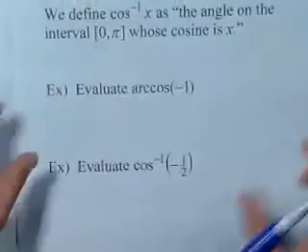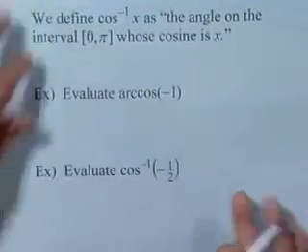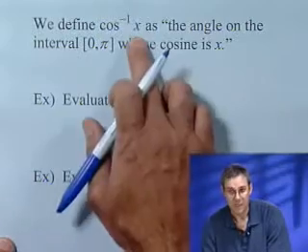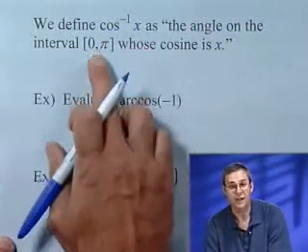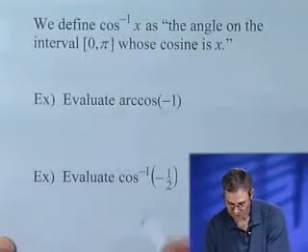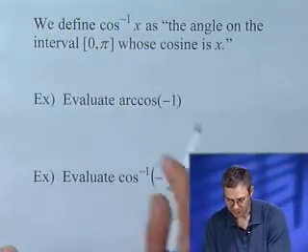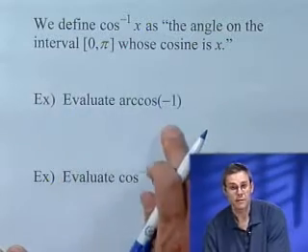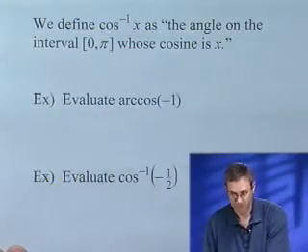What you need to write down is this. We're going to define the arc cosine of x as the angle on the interval 0 to pi whose cosine is x. So just like the arc sine function, we're going to do the same type of thing. I'm going to give you a number in between -1 and 1, and you're going to find the corresponding angle.